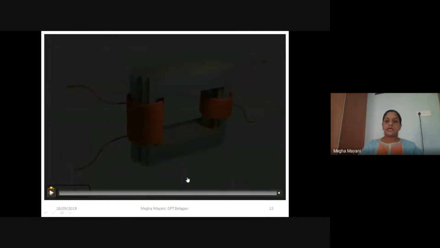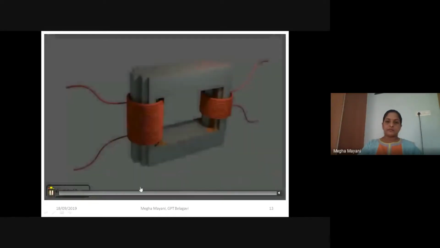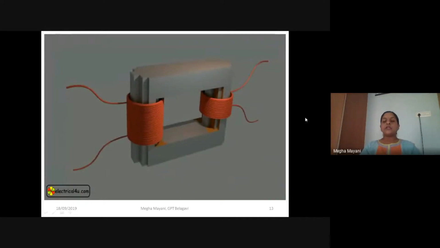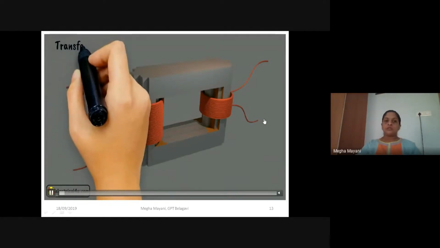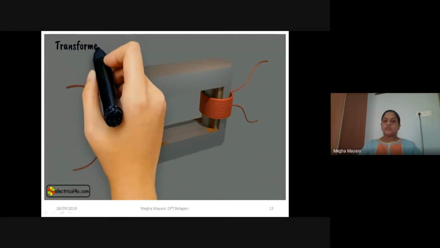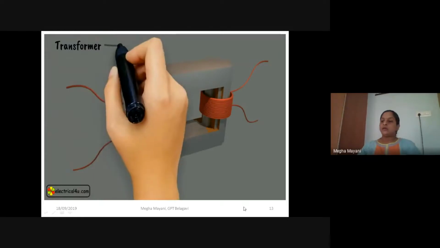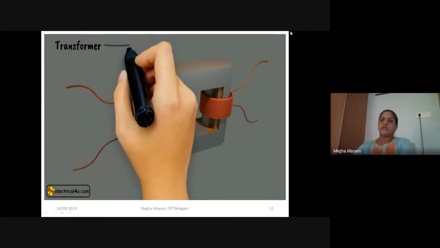Now let us understand the working principle of a transformer. If you try to look at the basic transformer, as you can see here, it is a laminated core with two windings on the legs of the core. So this is a general purpose transformer.